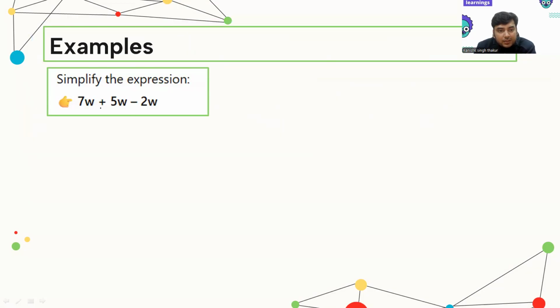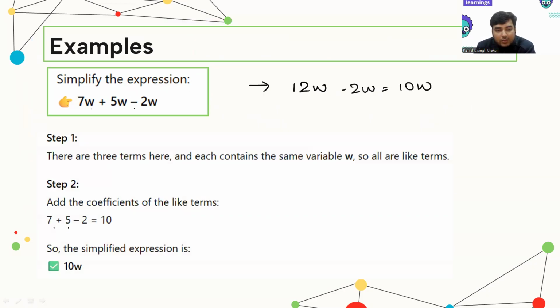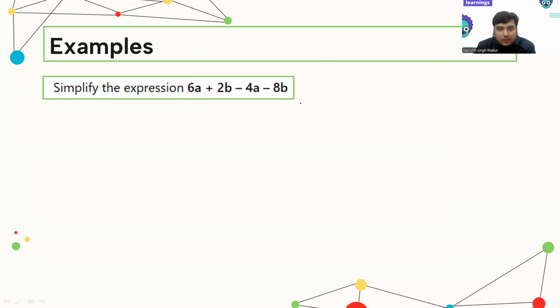Let's see, simplify the expression 7w plus 5w minus 2w. 7w plus 5w will give me 12w, minus 2w will give me 10w. So this is how it is done: 7 plus 5 minus 2. Since you can see the w part is the same, only the number was different, so it is 10w.